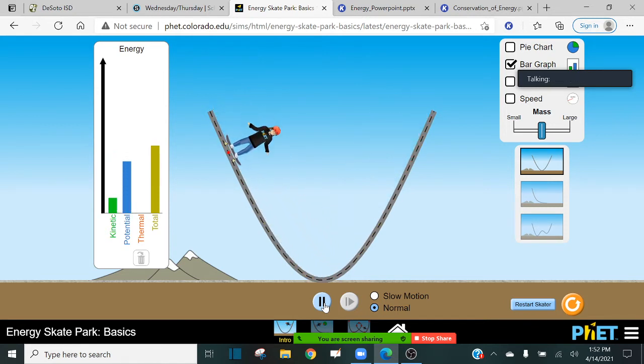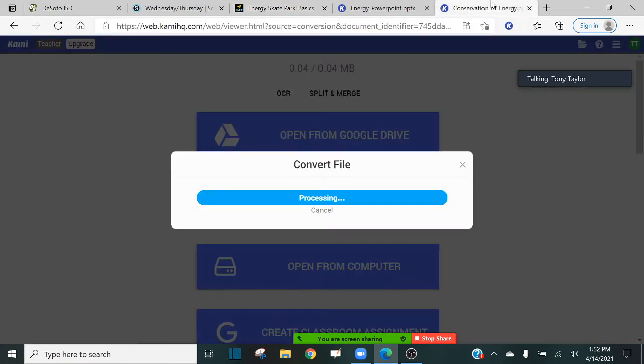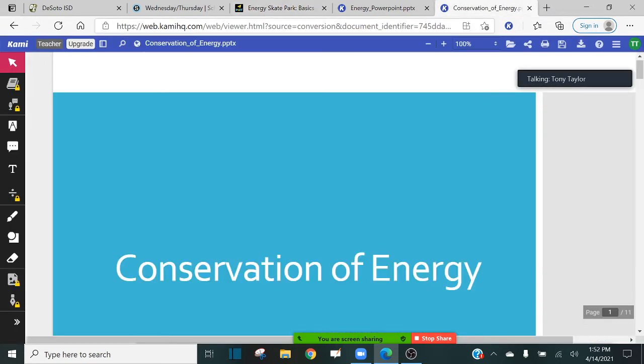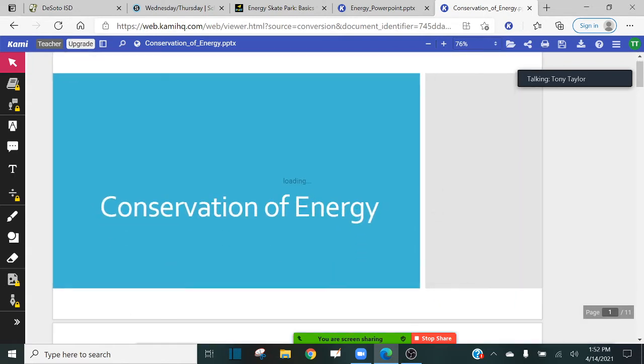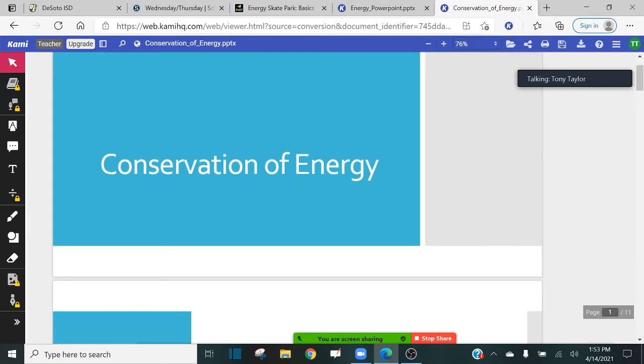Okay. Now, today, I want to go over this conservation of energy PowerPoint. I put this PowerPoint in Schoology. So we're going to go over this. There will be a few problems at the end of this PowerPoint that we're going to do together as a class. But first, let's start off with going over the concepts.